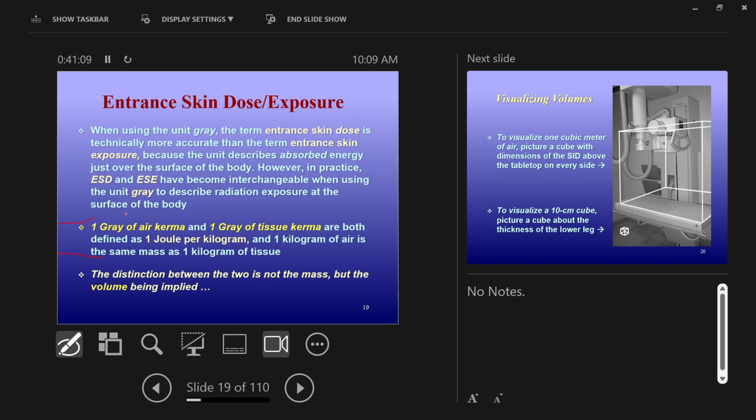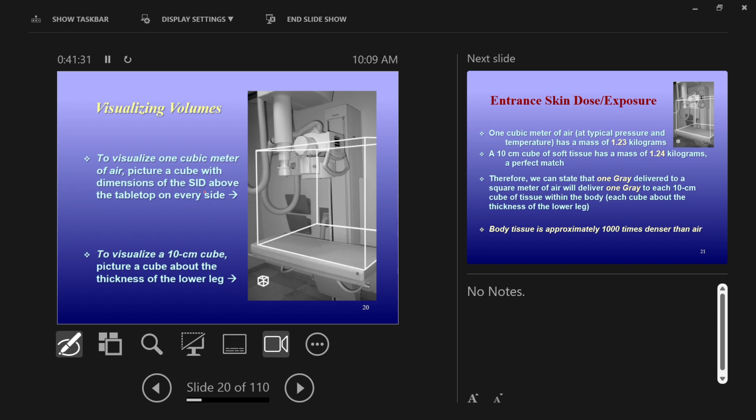The distinction between the two is not the mass, but the volume being implied, right? This is a larger volume. 1 gray of air kerma, just a larger volume, right? One kilogram of air takes up a cubic meter, where 1 kilogram of body tissue is about a 10 centimeter cube. Okay, so yeah, that's it right here.